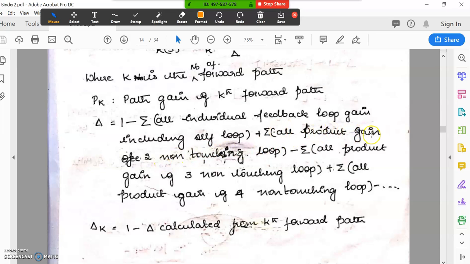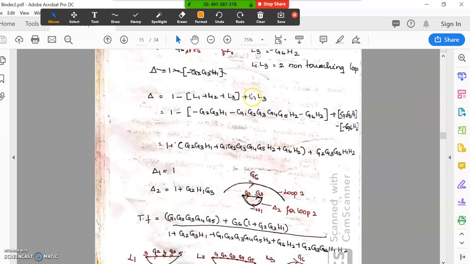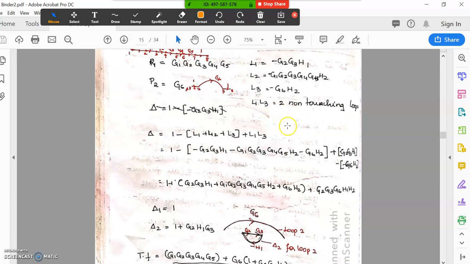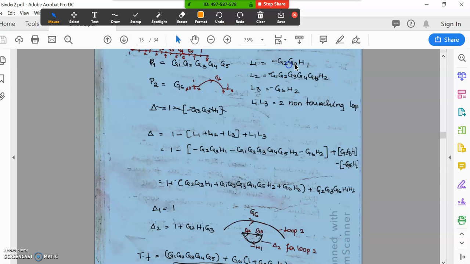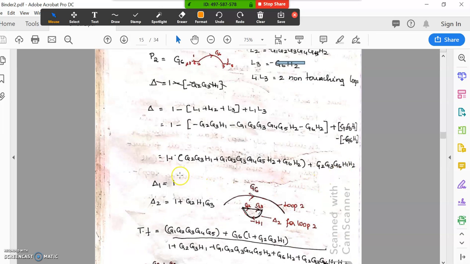all the product gain of two non-touching, individual product gain of self loop first, then product of the two non-touching, here L1 L3. So here it will be L1 L3, as I said, you have to multiply this as well as this value. So the final delta value will be 1 plus, because here every value is minus, you take out minus, minus of minus will be plus.